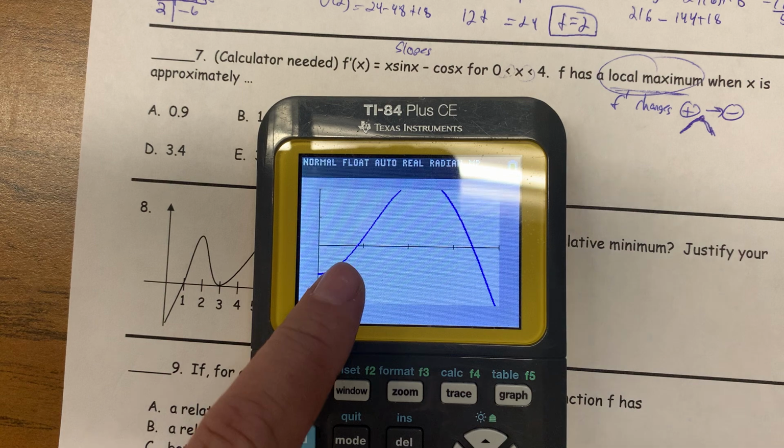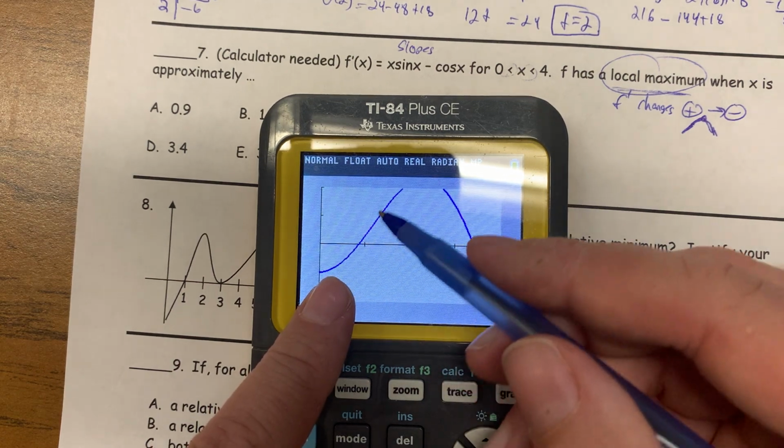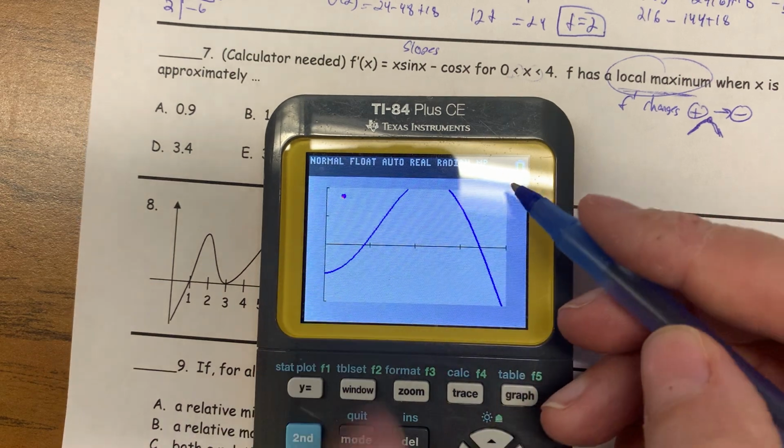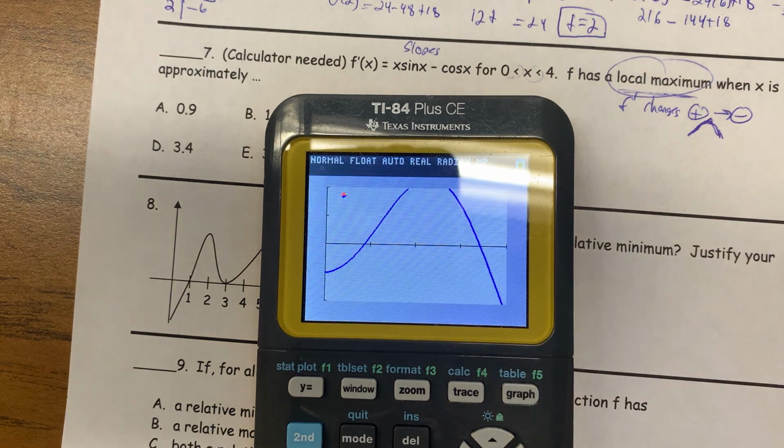So here, the derivative is changing from negative to positive. The derivative values are negative. Now the derivative values are positive. This is a graph of the derivative. Here, the derivative values are positive, and now they're negative. So I want this 0.